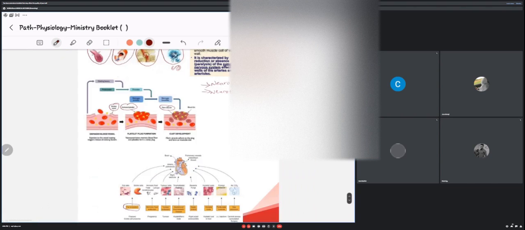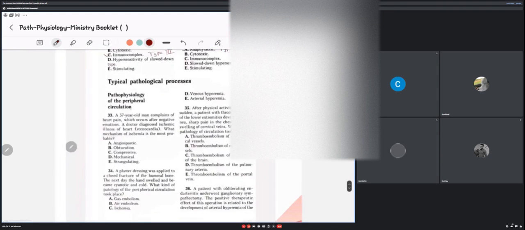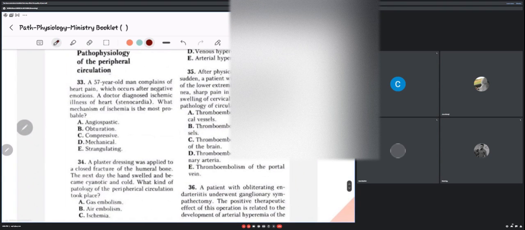So quickly we'll look at this last set of questions, and that'll be it. A 57-year-old man complains of heart pain, which occurs after negative emotions. A doctor diagnosed ischemic illness of the heart, that's stenocardia. Ischemic disease of the heart. Based on those mechanisms, what happens in stenocardia?